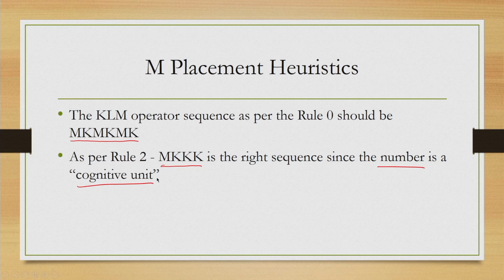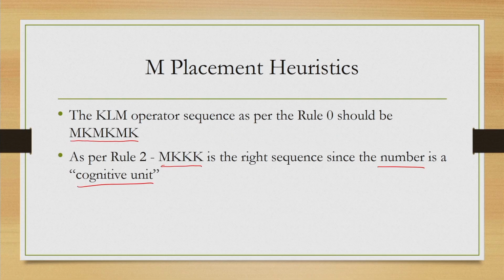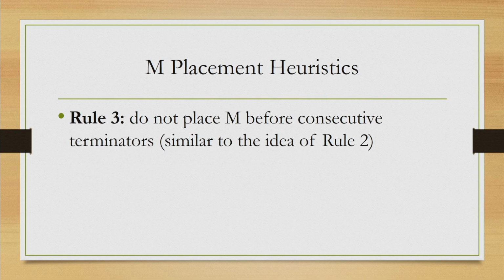So, what is a cognitive unit then? It is a chunk of information that is already predetermined. So, if you have a predetermined chunk of information that you are going to type, then you require only 1 M instead of 1 M before each K when you are typing. And the logic is simple. Since you have already decided to type this entire chunk of information beforehand, only 1 M should be placed for taking that decision.